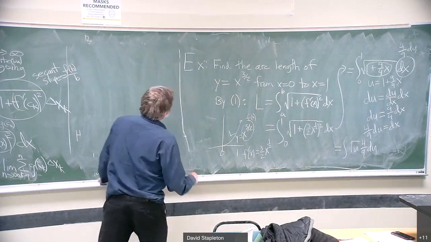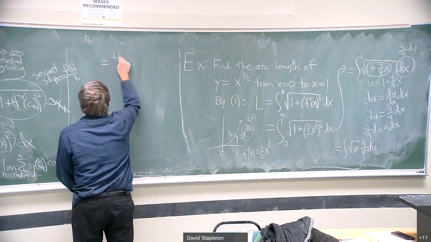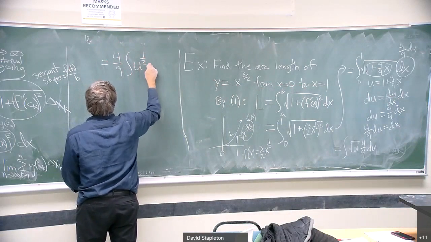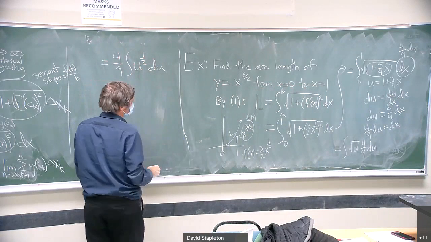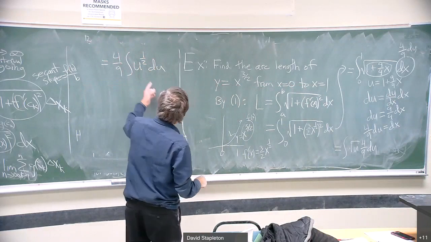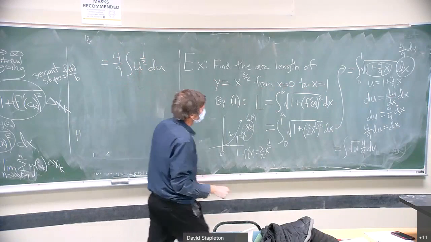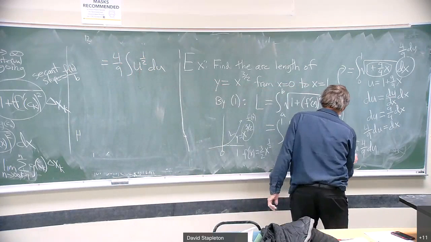Let's see. That's 4/9 that comes out. Square root of u I can write as u to the 1/2. Remember, always write it with a fractional exponent, so you know the rule that applies. This is the power rule, right? And the integral, why don't I write 0 and 1 here? What's wrong with that?